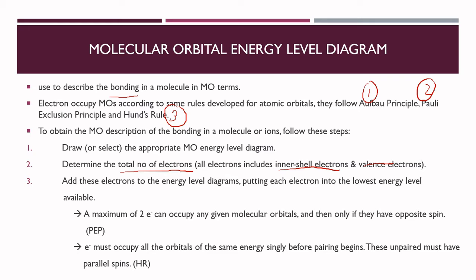These are the rules pertaining to the arrangement of electrons into the energy levels. The first one is that a maximum of 2 electrons can occupy any given molecular orbital, and then only if they have opposite spin. This is the Pauli exclusion principle. The second rule is that electrons must occupy all the orbitals of the same energy singly before pairing begins, and these must have parallel spin. This is described by Hund's rule.